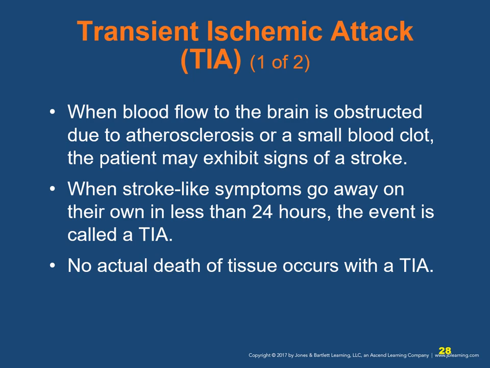Now there is this particular type of assault on the brain, which is called a transient ischemic attack, also known as a TIA. When blood flow to the brain is obstructed due to atherosclerosis or a small blood clot, the patient may exhibit signs of a stroke. When stroke-like symptoms go away on their own and in less than 24 hours, the event is called a transient ischemic attack. Some patients call these mini strokes. No actual death of tissue occurs with a TIA.